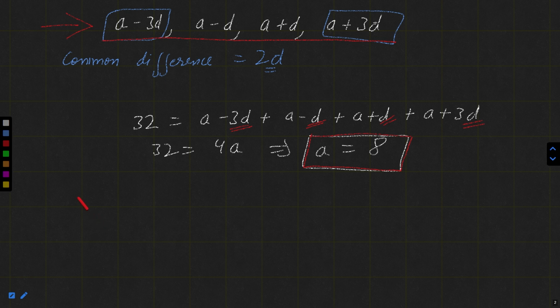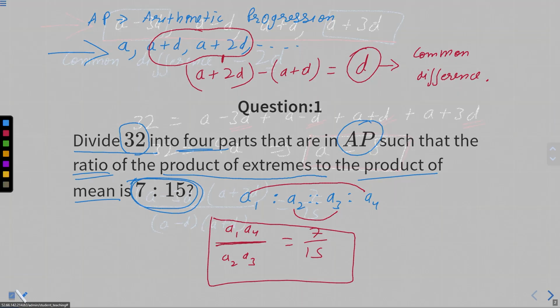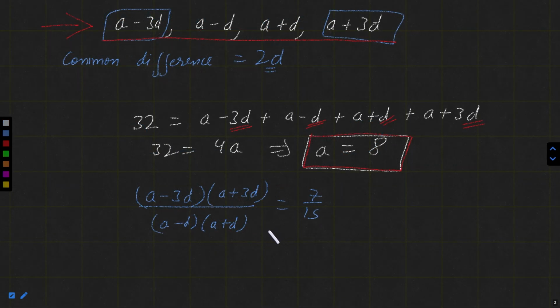Now in the question, I have been given that the product of the first and the last term, divided by the product of the second and the third term, is 7/15. Yes. Now I just have to solve it, just simple calculation.